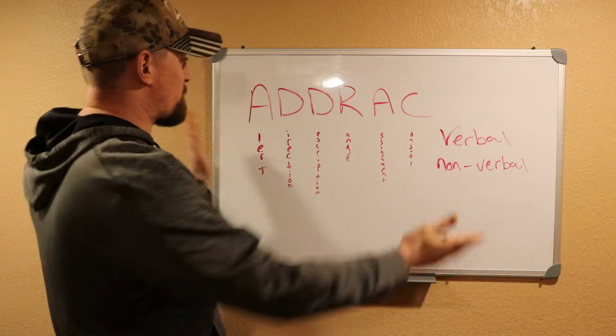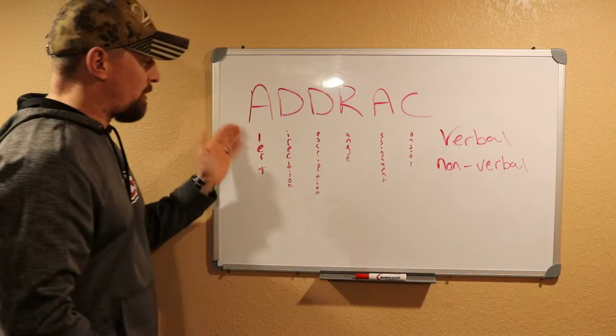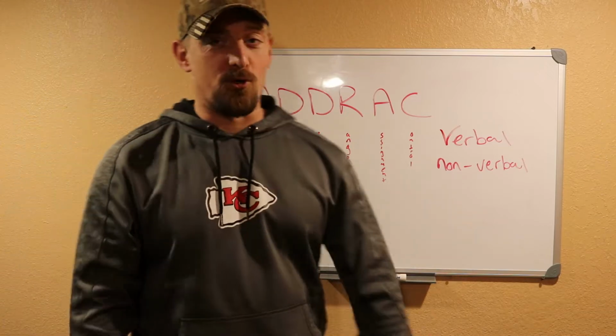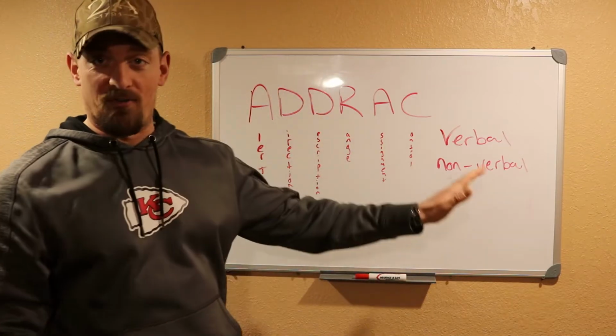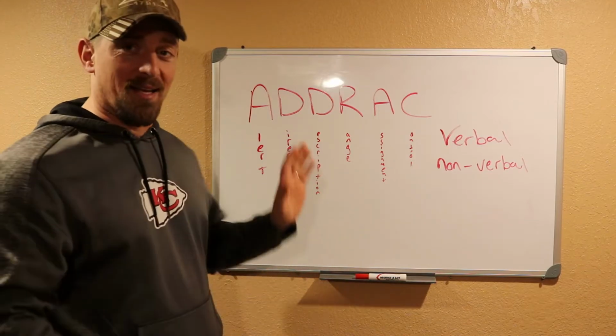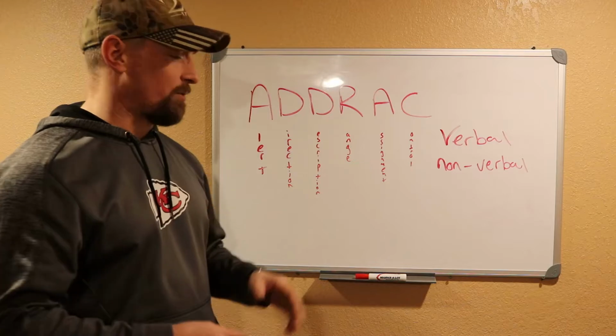Daily GOAT, March 3rd, ADDRAC. And we've got alert, direction, description, range, assignment, and control. All this goes very fast, okay? You're not writing an essay here. You're doing everything very fast. So let's just kind of touch into it.